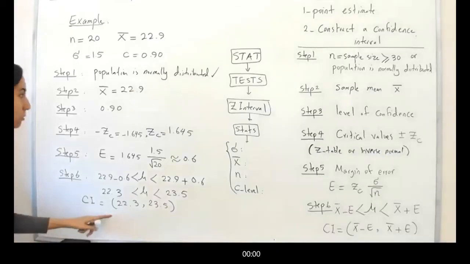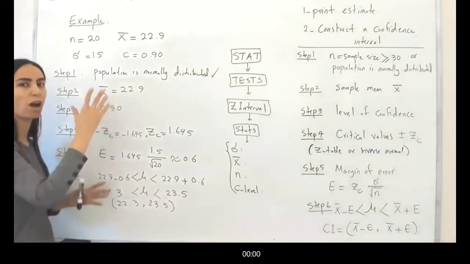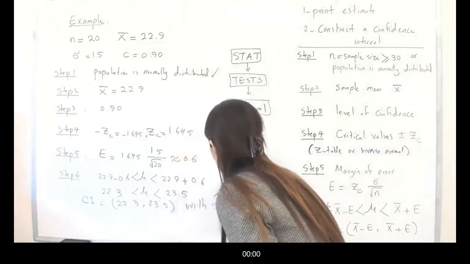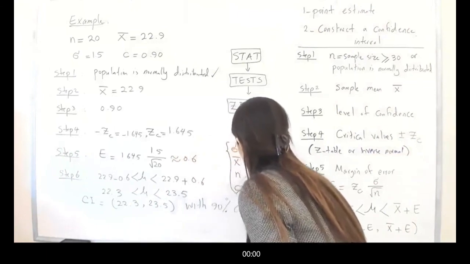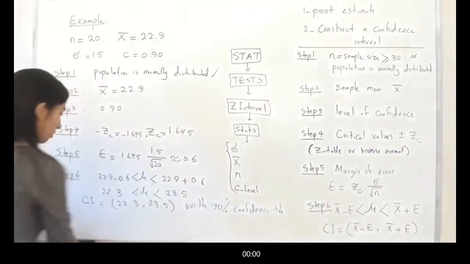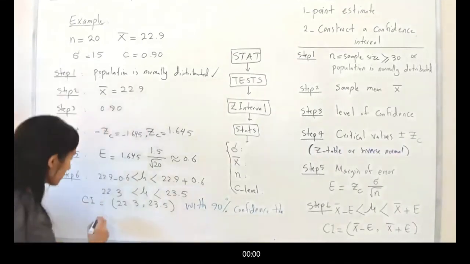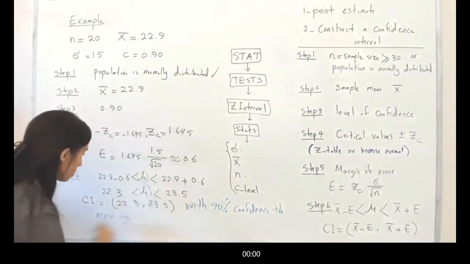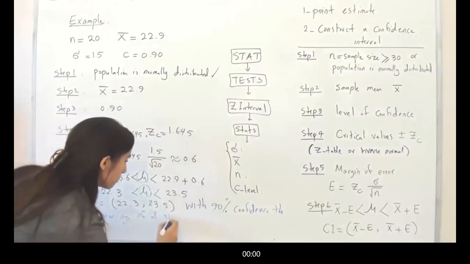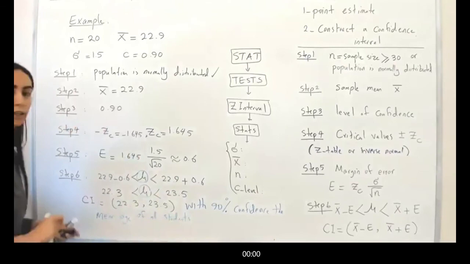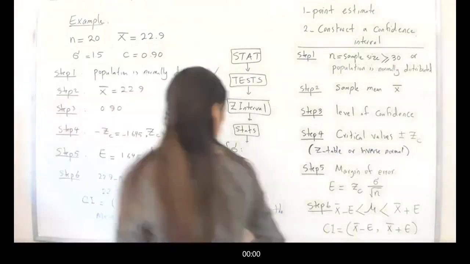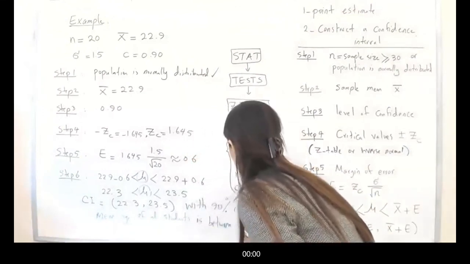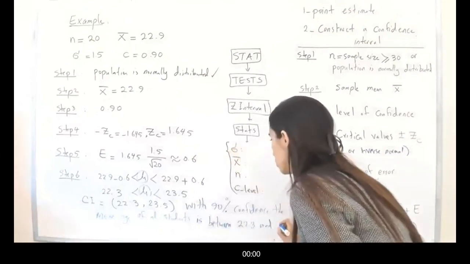So what's the meaning of that? It means that with 90% confidence, the mean age, what we're looking for, the mean age of all students, is between 22.3 and 23.5.